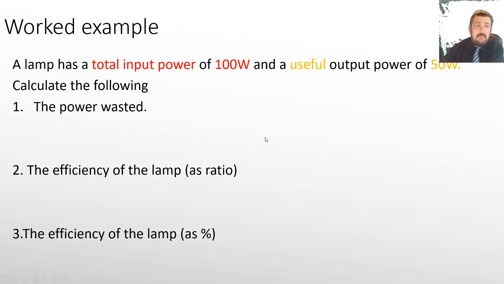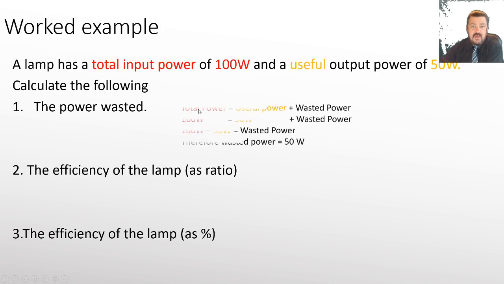A lamp has a total input power of 100 watts and a useful output power of 50 watts. We're going to calculate the following. First, we need to look at the power that's being wasted, and we do that by the following. Total power is equal to useful power plus wasted power. Always write down the equation you are going to use first before you put your numbers in. Then we're going to put our numbers in.